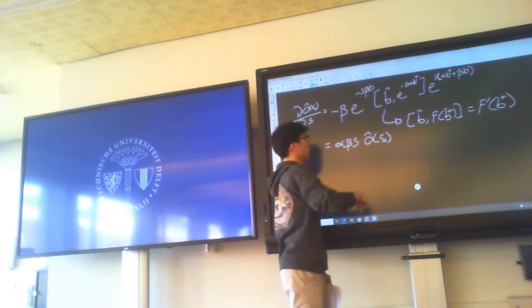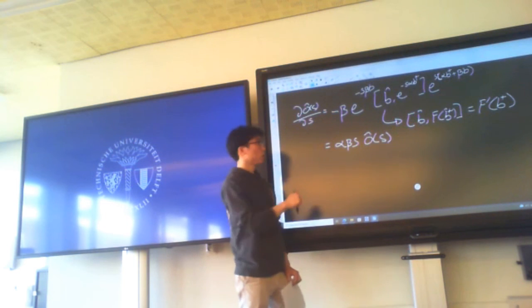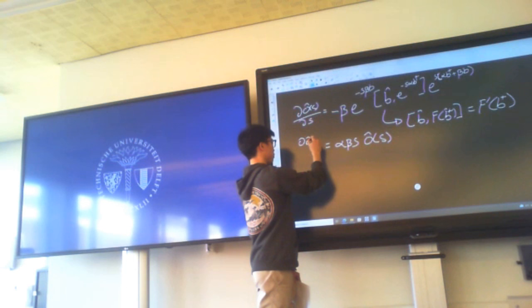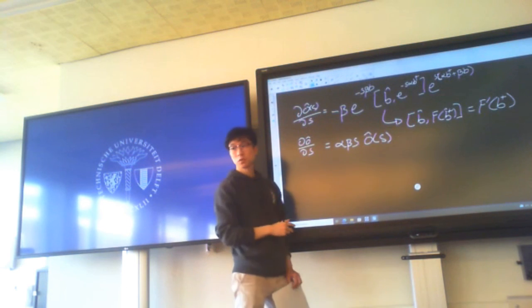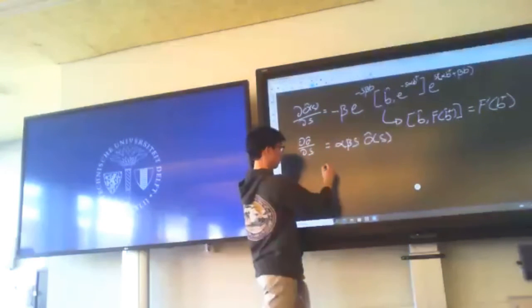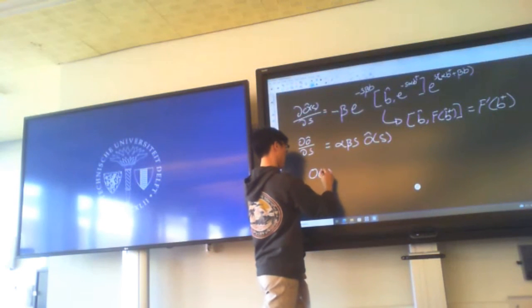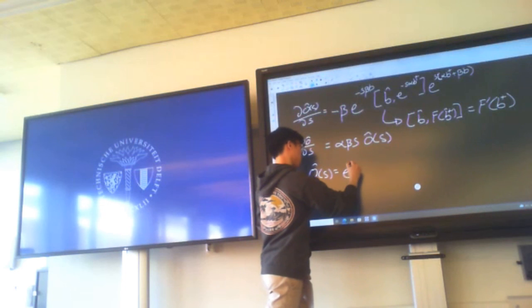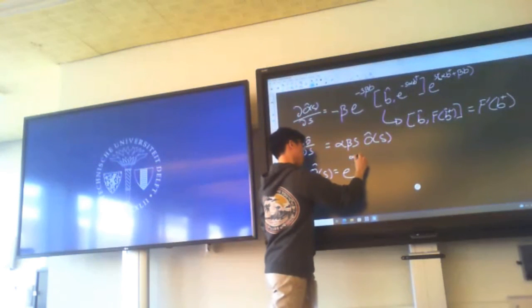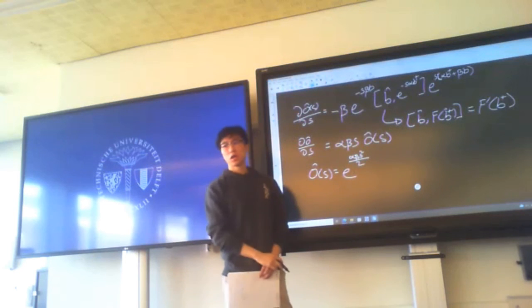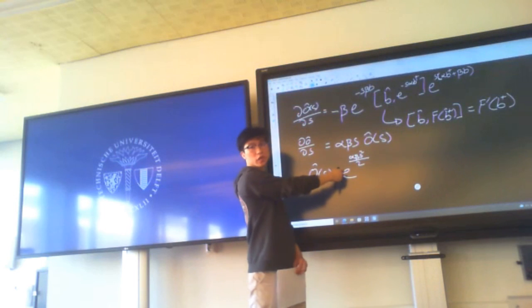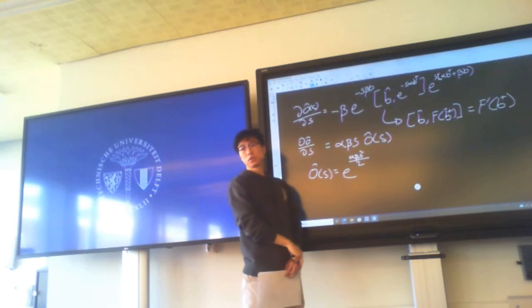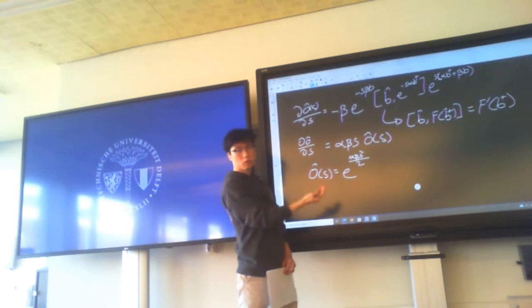Either way, rewriting things using this identity, we get the following differential equation, which I hope you are able to solve. And we see indeed that when S is equal to 1, we have the exponent of alpha beta over 2. So we've proven what we needed to prove.